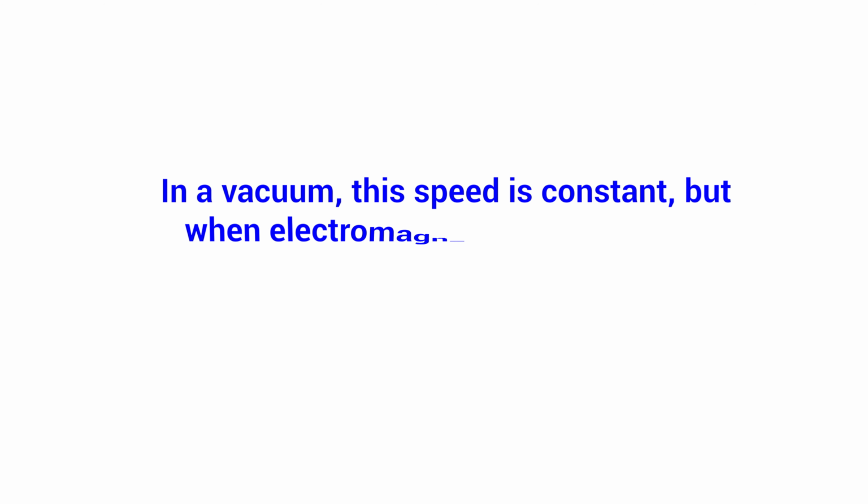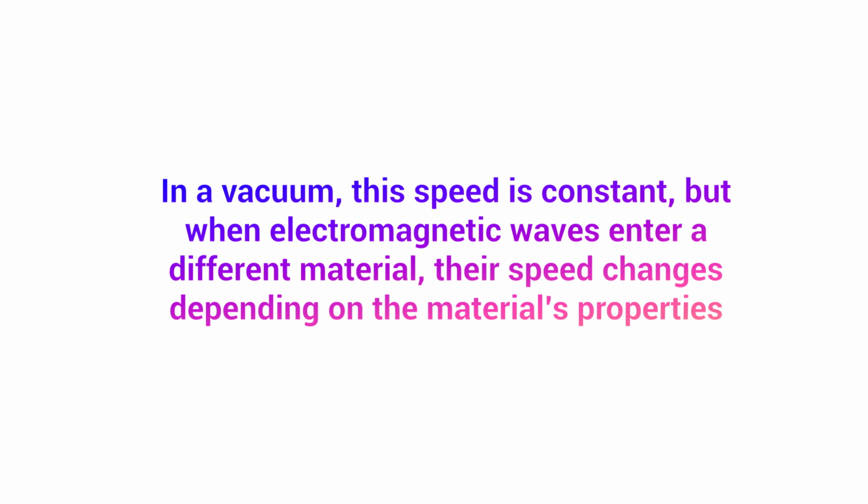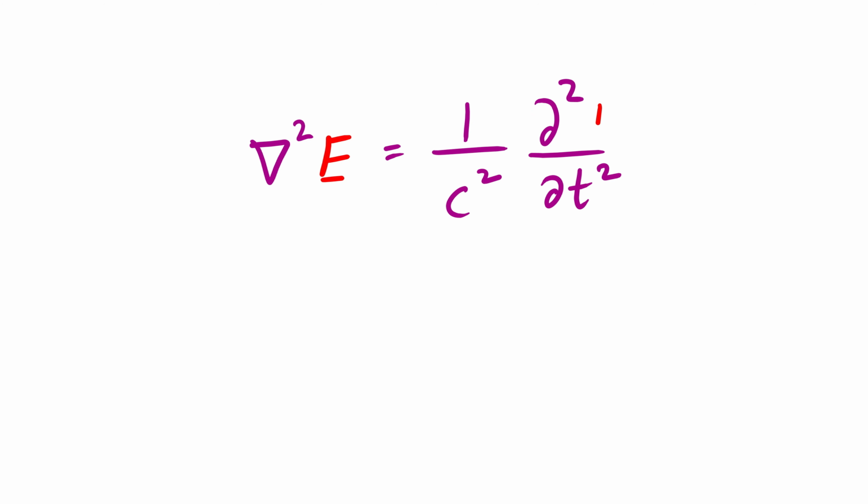In vacuum, this speed is constant, but when electromagnetic waves enter a different material, the speed changes depending on the material property, which we'll discuss in a moment. Now, let's talk about the wave equation. This equation describes how electromagnetic waves propagate, and it is derived from Maxwell's equations, which are the foundation of electromagnetism. In simple form, the wave equation shows the relationship between the electric field and magnetic field in a propagating wave. Here, c is the speed of light in vacuum.